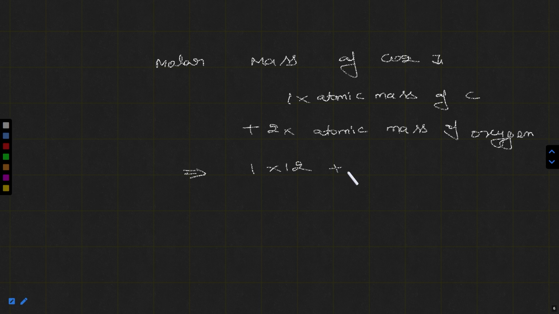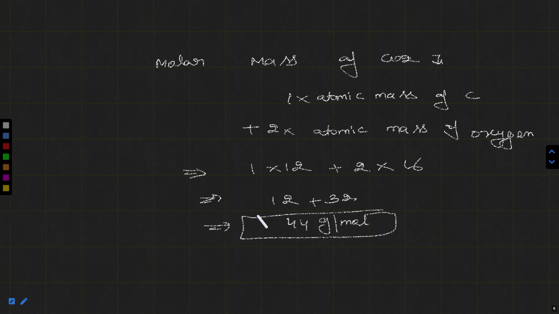Atomic mass of carbon is 12 plus 2 into atomic mass of oxygen, which is 16. It comes out to be 12 plus 32, that is 44 gram per mole. 44 gram per mole is the molar mass of CO2. If I am asking what will be the molecular mass of CO2, it should be 44 U.